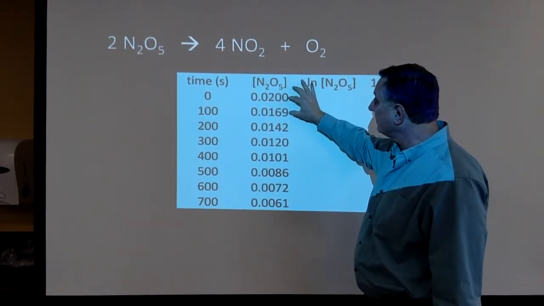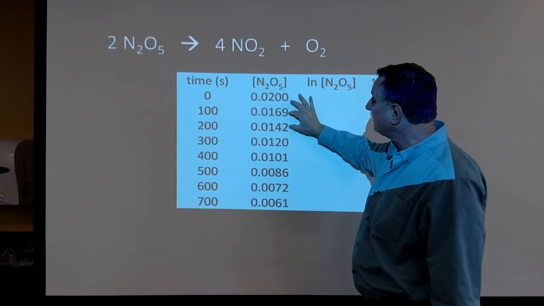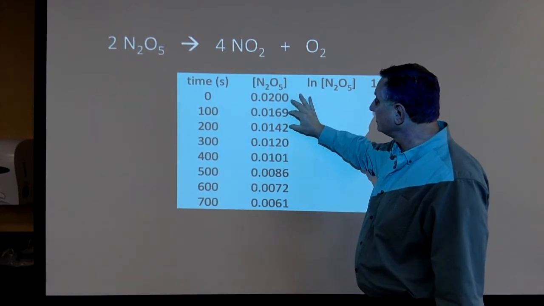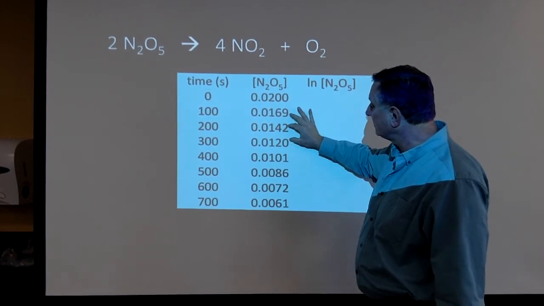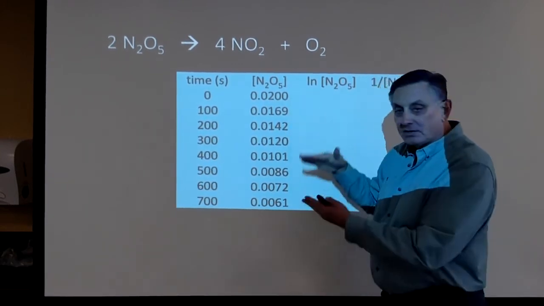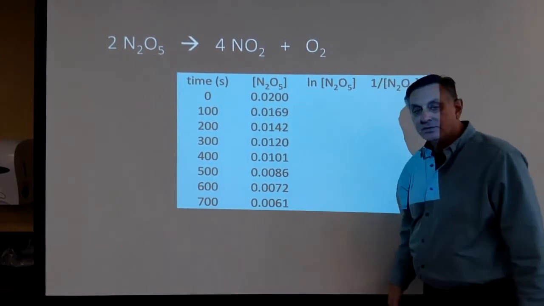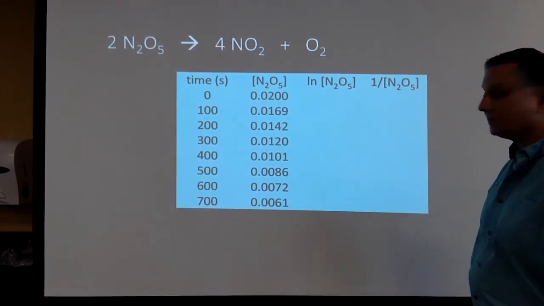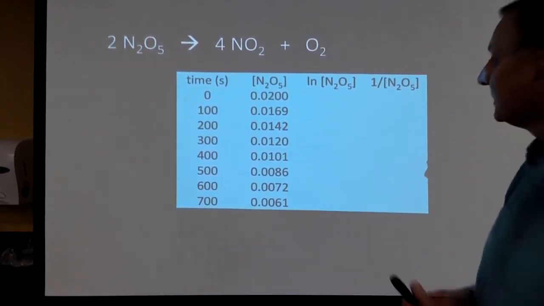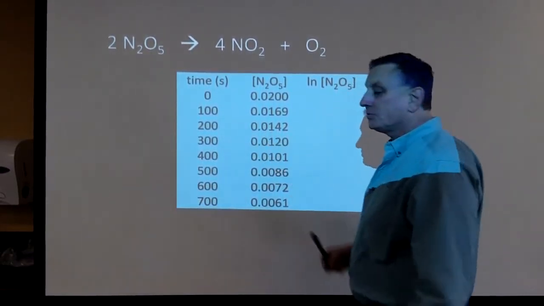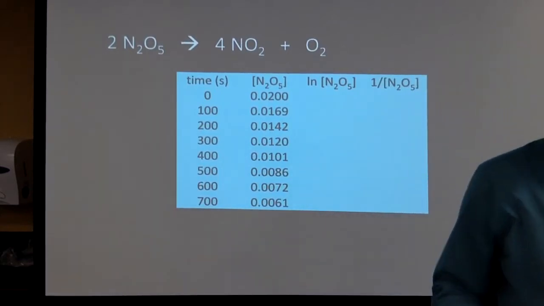This is 0.31. The gap here is 0.27. The gap here is 0.22. So you see the gap is narrowing, or the rate is actually slowing down the further along. So we know it's not zero order, which is when time and concentration directly are linear.